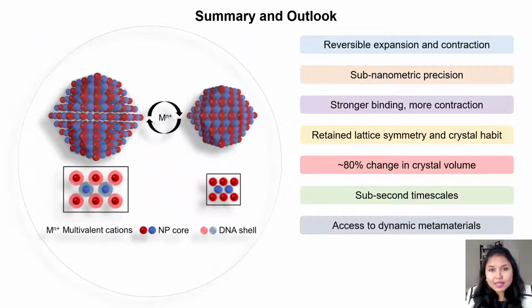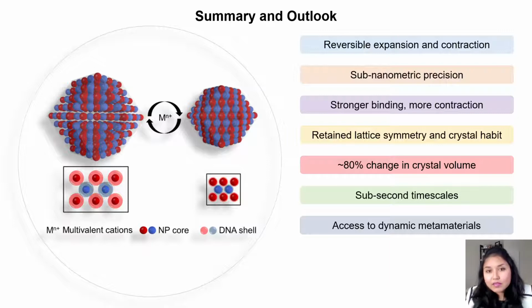To summarize, inspired by histone proteins that condense DNA in the nuclei of living cells, we have developed a strategy that allows one to reversibly contract and expand DNA-mediated colloidal crystals. This strategy relies on the interaction of multivalent cations with DNA and allows one to tune interparticle spacings with sub-nanometric precision. We also learned that cations that bind more strongly to DNA induce greater contraction.